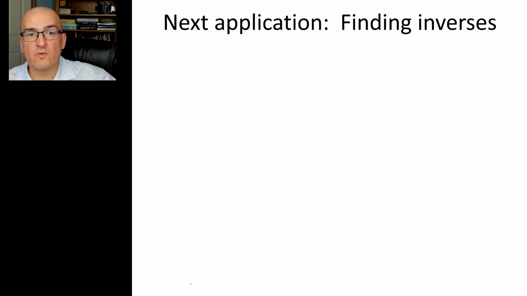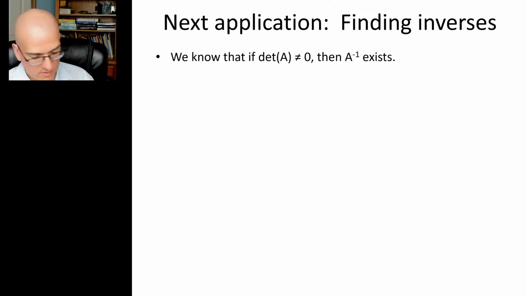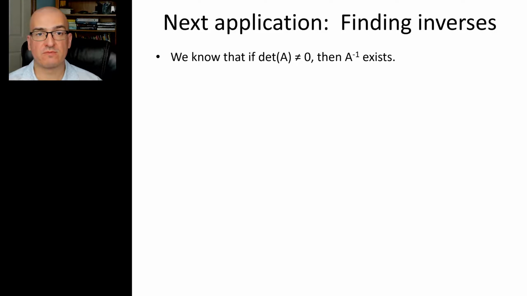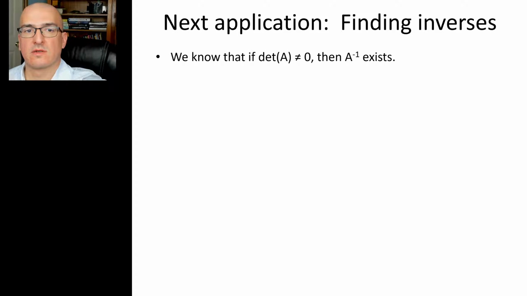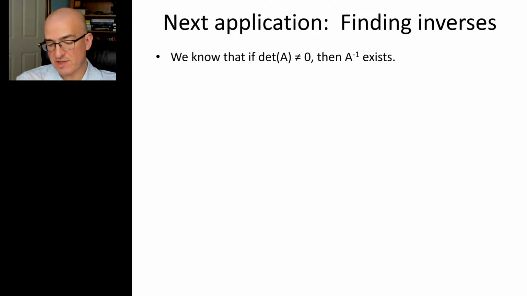The second big topic inside this section is using determinants to help us find inverses. One connection that we already know is that if the determinant of a coefficient matrix is non-zero, then that's a guarantee that the inverse of that coefficient matrix will exist. The same can be true in reverse. If A inverse exists, then the determinant must not be zero.